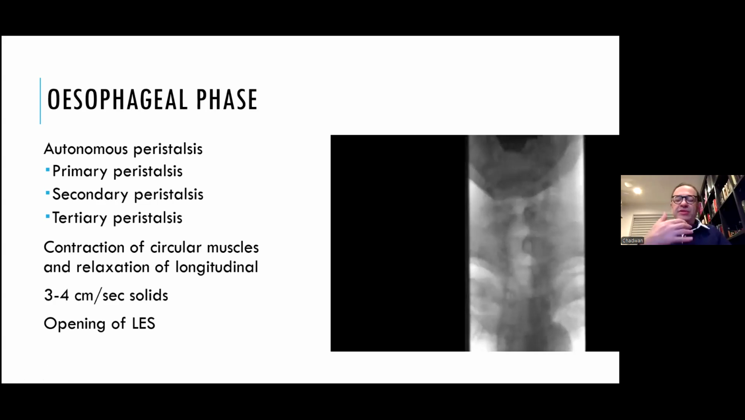Following that, the bolus moves through the upper esophageal sphincter, which opens, and that will be the end of the pharyngeal phase and the start of the esophageal phase, and the bolus moves. This is an autonomous peristaltic movement that happens by contraction of the circular muscles and relaxation of the longitudinal muscles, and starts from the top of the esophagus and moves all the way down. It moves at a much slower pace within the esophagus, 3 to 4 centimeters per second. So the whole esophageal phase can take seven seconds, sometimes a bit longer, up to 10 seconds on occasion.